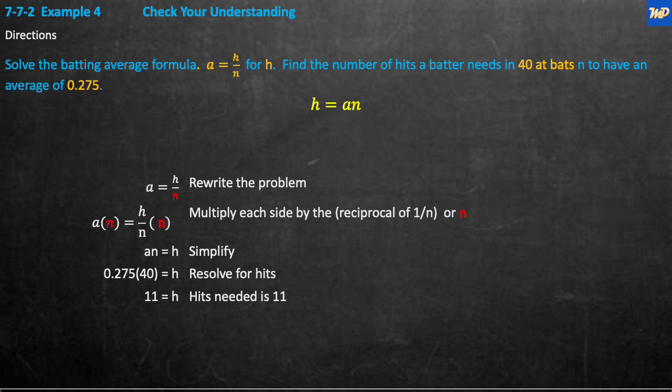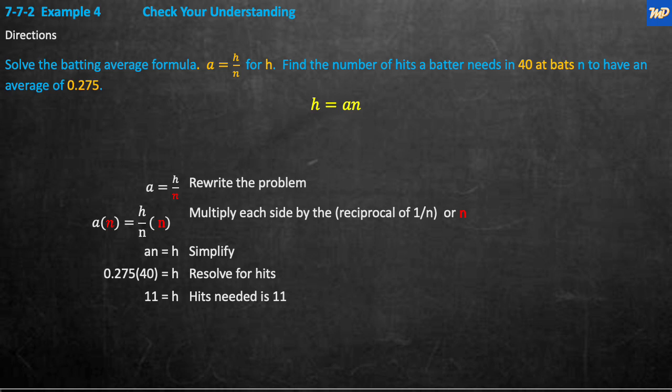Let's check another problem here, to see if we truly understand this. Let's solve the batting average formula, A equals H over N. Solve for H. Find the number of hits a batter needs at 40 at-bats, N, to have an average of .275, or a 275 batting average. So the formula we're looking for is H is equal to A times N.